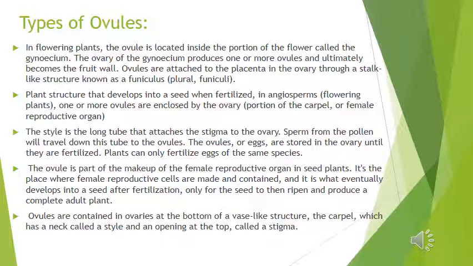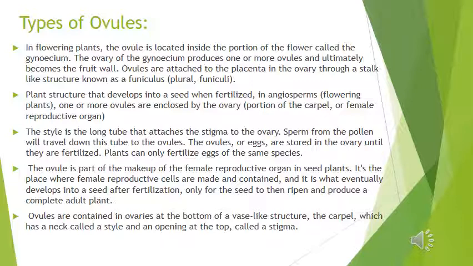Now all of you know, in flowering plants, that is angiosperms, the ovule is located inside the portion of the flower called the gynoecium. The ovary of the gynoecium produces one or more ovules and ultimately becomes the fruit wall. Ovules are attached to the placenta in the ovary through a stalk-like structure known as the funiculus, or cord, and in plural it is called funiculae.